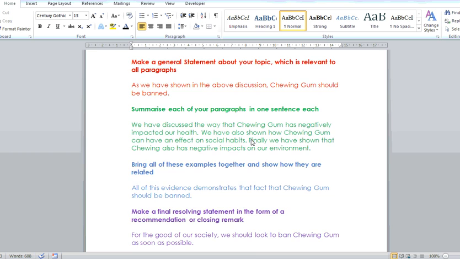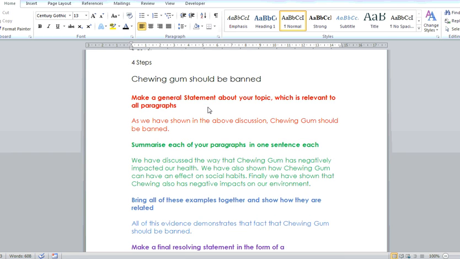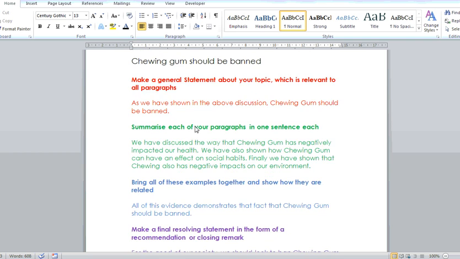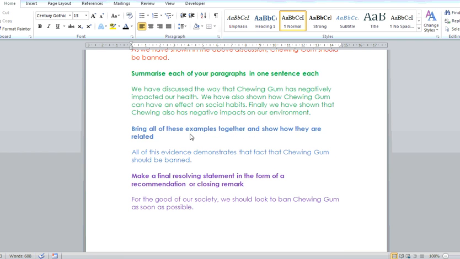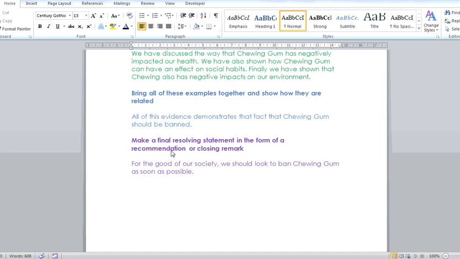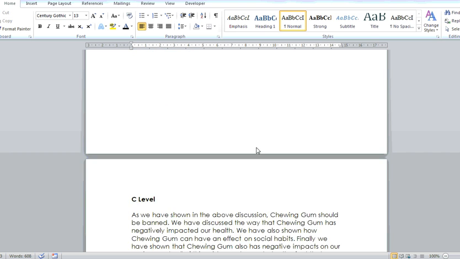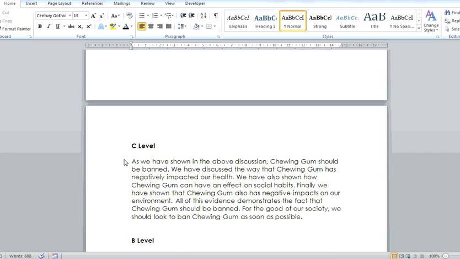Last lesson, we looked at the 4 steps, which were that we need to make a general statement about your topic, which is relevant to all paragraphs, summarize each of your paragraphs in 1 sentence each, bring all of these examples together and show how they are related, and then make a final resolving statement in the form of a recommendation or closing remark. Now, by ticking all of those boxes, we were able to put together a conclusion which showed evidence of structure and therefore hit the C level.